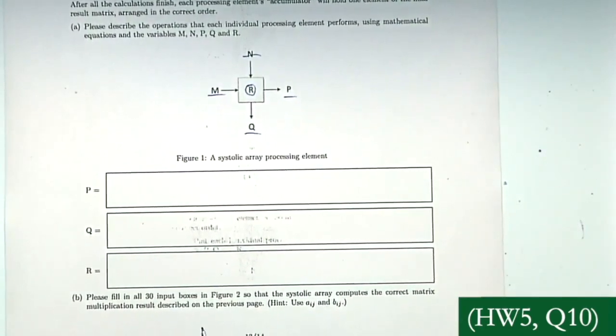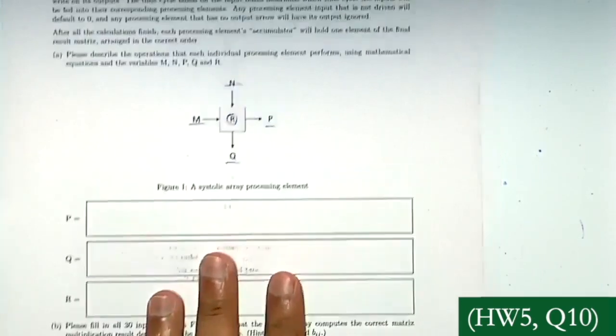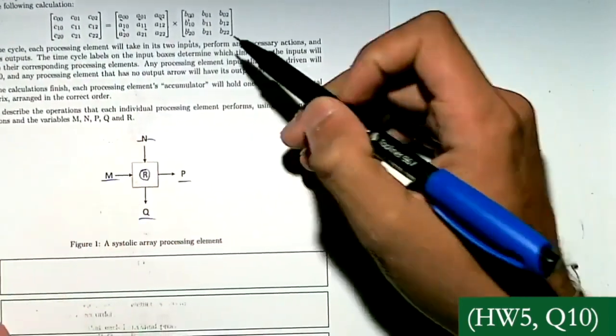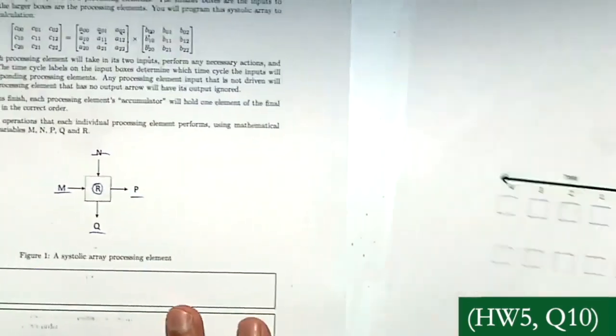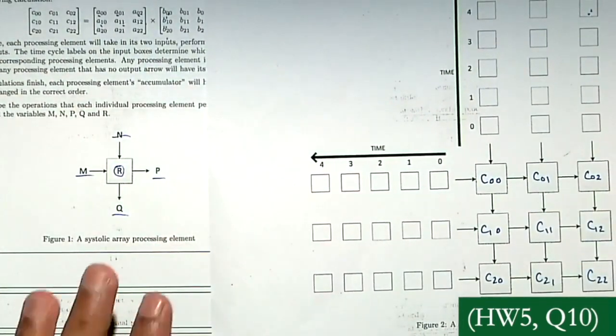All right? And so the second part asks us, please fill in all 30 input boxes so that the systolic array computes the correct matrix multiplication result described in the previous page. And the hint says to write it in terms of A_ij and B_ij. Okay, so I'm going to leave the matrix up here, and then we have our diagram here. It's okay, it almost fits.